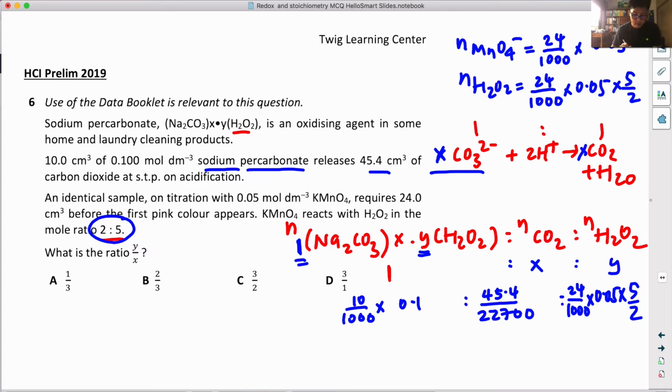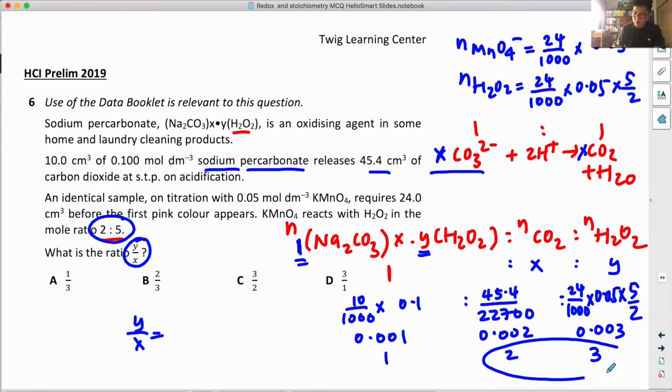When you press the calculator, you get this is 0.001, this will be 0.002, this will be 0.003. So notice this is actually 1:2:3. Hence if they ask for the ratio of Y over X, it equals 3/2. So the answer is C.